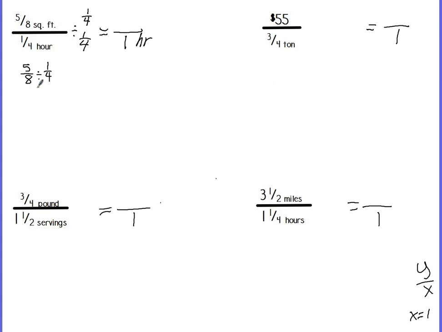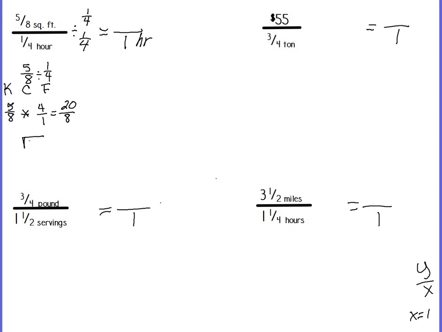Now I have to take into account the rules of dividing with fractions, and that is keep, change, flip, or keep, flip, change, however you want to go through it. You keep that first number, you flip the second number to its reciprocal, and then you change to multiplication. Now I can just go ahead and multiply across, and I get 20 over 8.